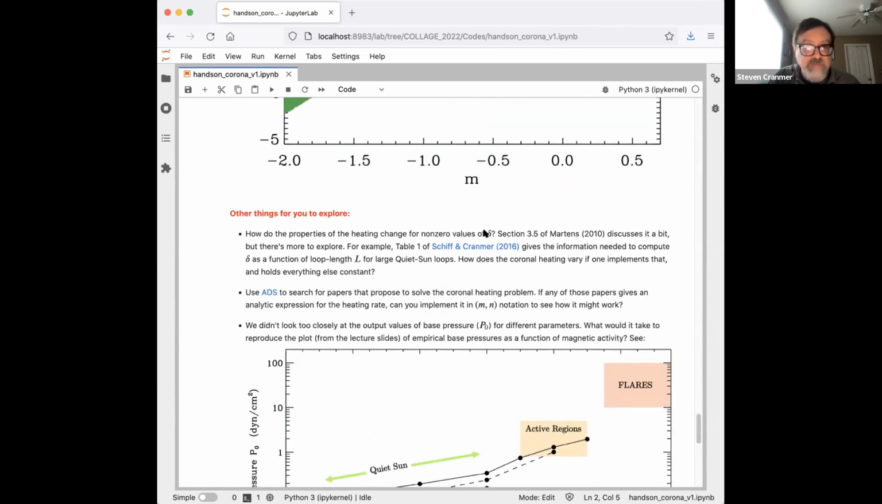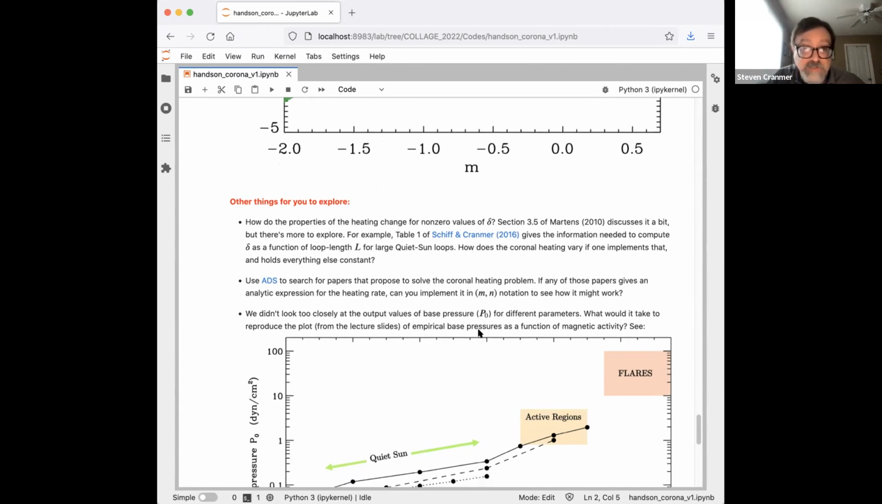That's another suggested thing. I've got some other things for you to explore. Maybe this delta exponent is an interesting thing because the loops don't all have constant magnetic fields. If you've been reading other papers about coronal heating, please feel free to see if those coronal heating proposals can be implemented in the M and the N notation, and see how much they work when you turn the crank with all this stuff.